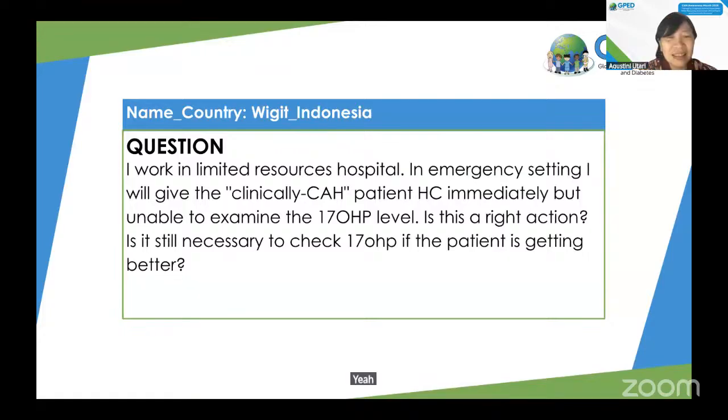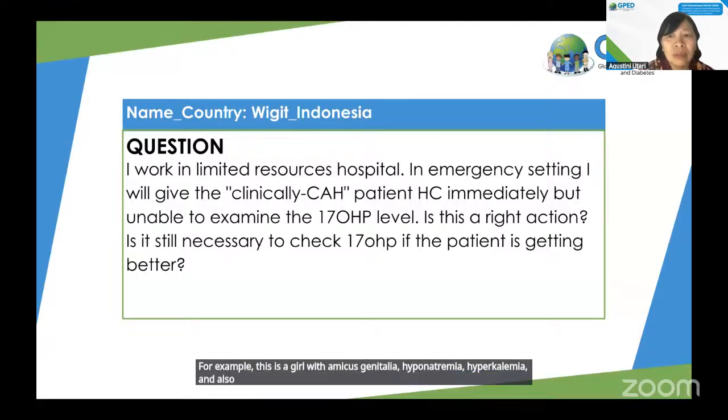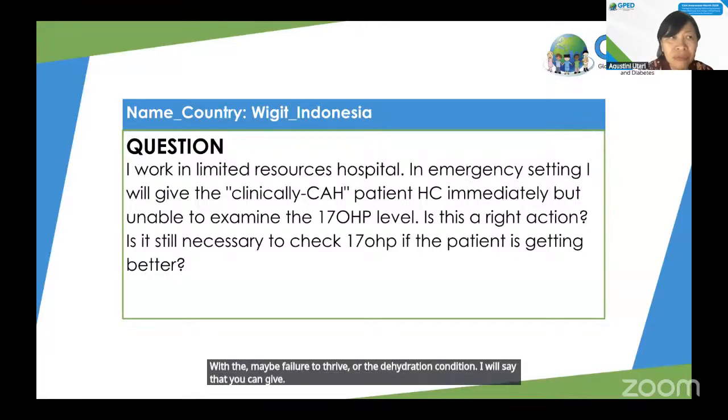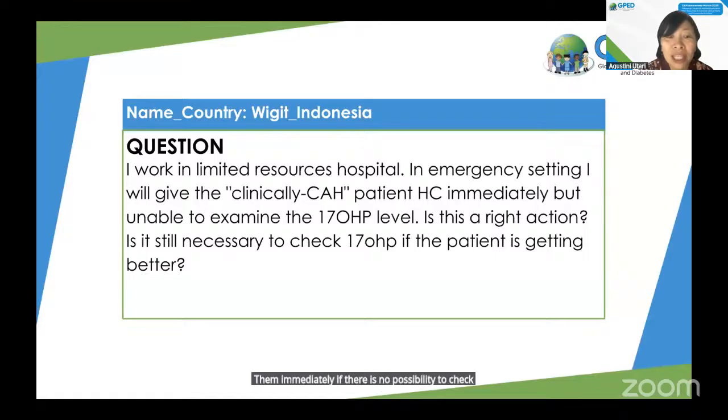Yeah. Thank you so much for the question, Dr. Wiggett. So, in my experience, if you have a patient with CAH, and for example, this is a girl with ambiguous genitalia, hyponatremia, hyperkalemia, and maybe also failure to thrive or a dehydration condition, I will say that you can give them hydrocortisone immediately if there is no possibility to check 17-OHP.